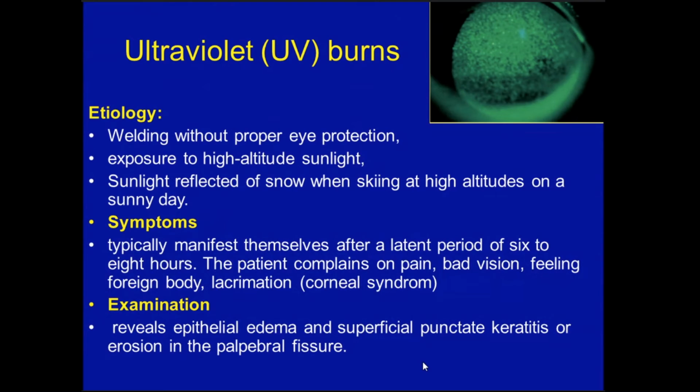Symptoms are usually very typical. The symptoms usually appear after 6 or 8 hours, and the patient complains of pain, bad vision, feeling of a foreign body, lacrimation, so the typical corneal syndrome. During examination we can see redness of the eye, corneal edema, and superficial punctate keratitis.